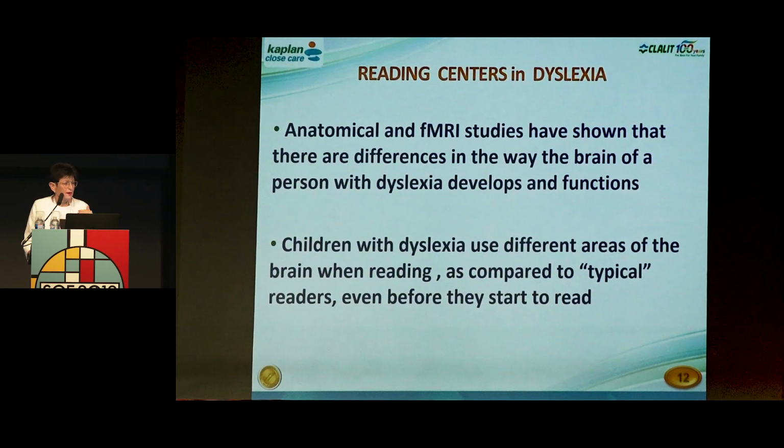We know now by anatomical and functional MRI studies that there are differences in the way the brain of persons with dyslexia develops and functions. Children with dyslexia use different areas of the brain when reading as compared to typical readers, even before they start to read.